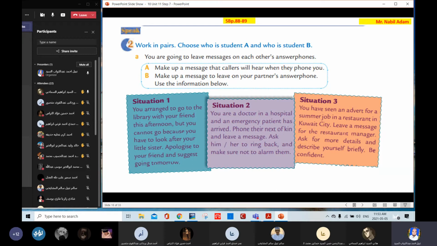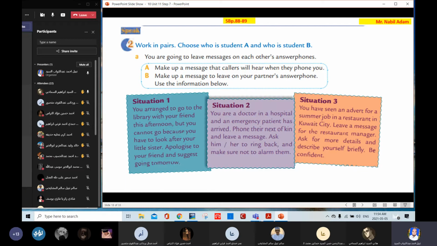So this is the first situation. Situation one. You arranged to go to the library with your friend this afternoon, but you cannot go because you have to look after your little sister. Apologize to your friend and suggest going tomorrow. Okay, let's start with Ahmed Karam.